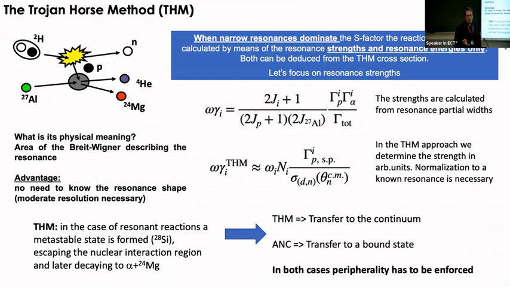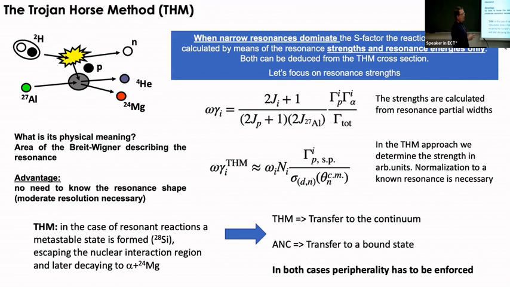Okay, let's go a little bit into one of these indirect methods. Of course, there are a lot of them. There is, for instance, the ANC that you have probably heard about, based on transfer reactions. You can measure the spectroscopic factors. You can use the inverse reaction. So there are plenty of methods, and one of the approaches is the Trojan horse method. There are several kinds. This has been developed over many years using many different approaches.